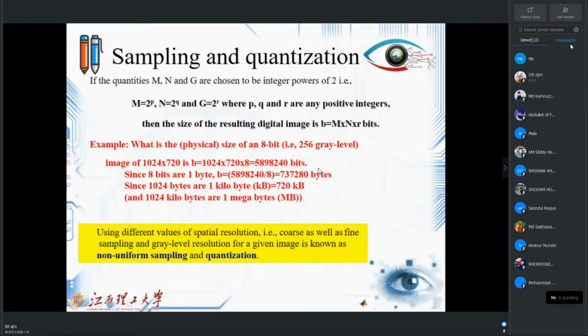Have this in your mind: using different values of spatial resolution, for example fine versus coarse sampling, and gray level resolution for a given image is known as non-uniform sampling and quantization. These are the concepts that we should know.